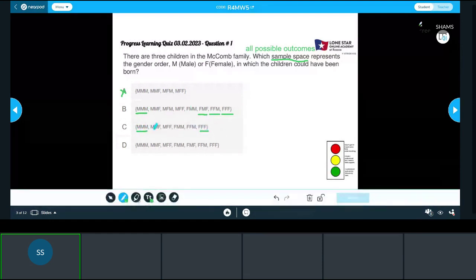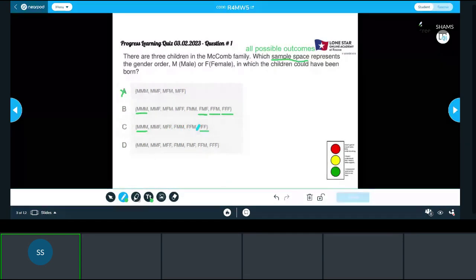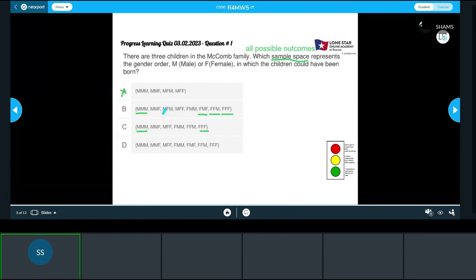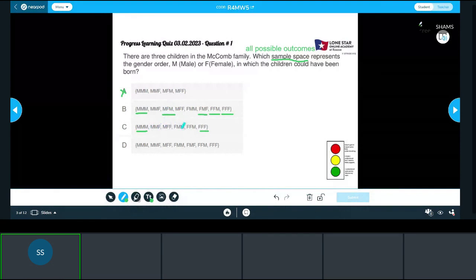Then first 2 could be males, third could be female. First one could be male, second and third could be female. First could be female, last 2 ones could be males. First 2 could be females, third one could be male. See, they're missing some possibilities. Let's see. Do they have the possibility that the first and the last child could be a male and the middle one could be a female? They didn't list that out, right?